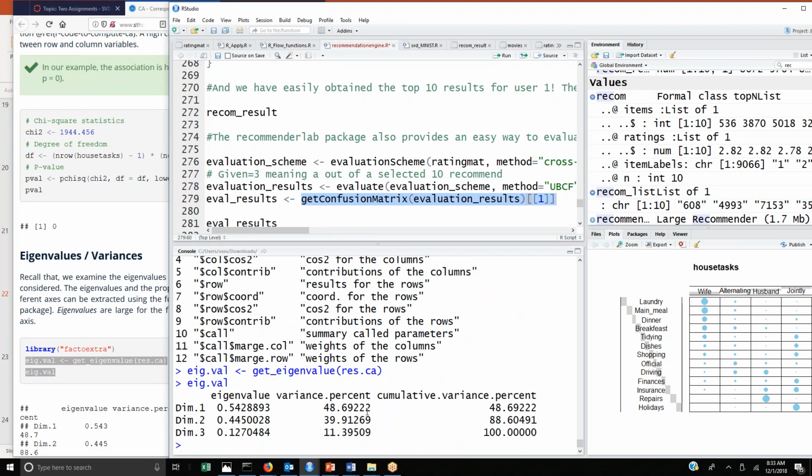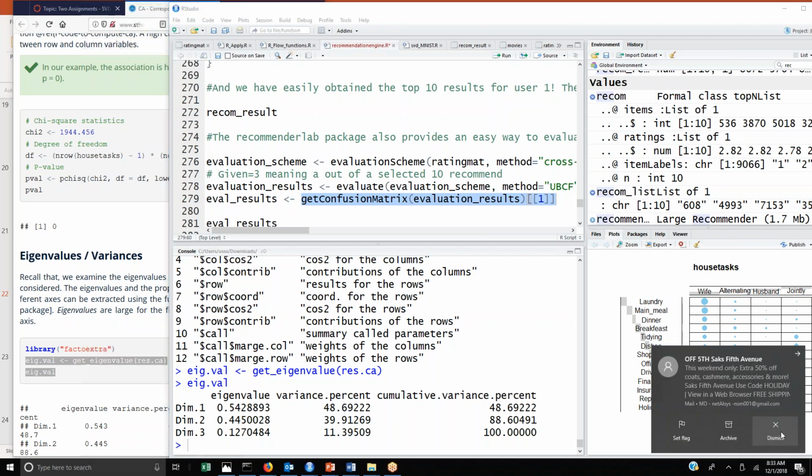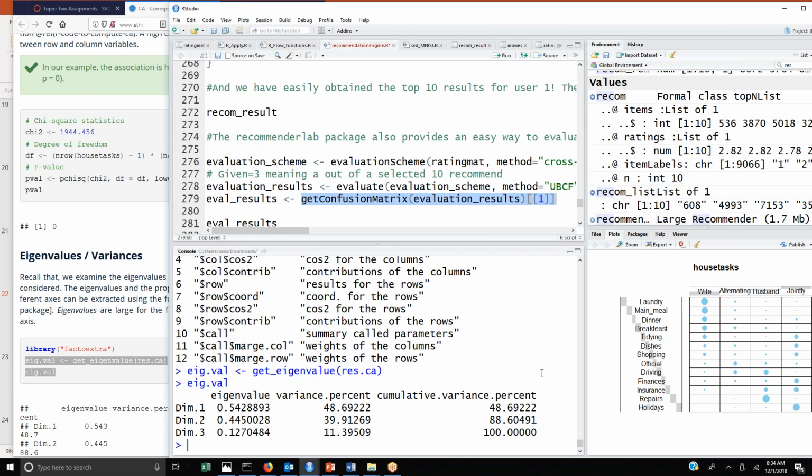So, just remember, in a singular value decomposition, how many dimensions will you have? Minimum of something. The number is, for a full data matrix that is m by n, the minimum of m comma n.